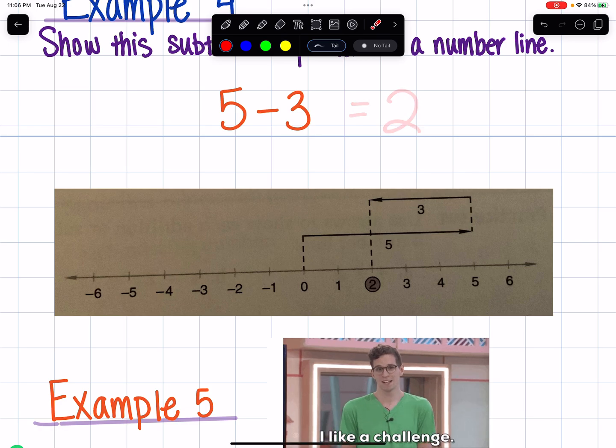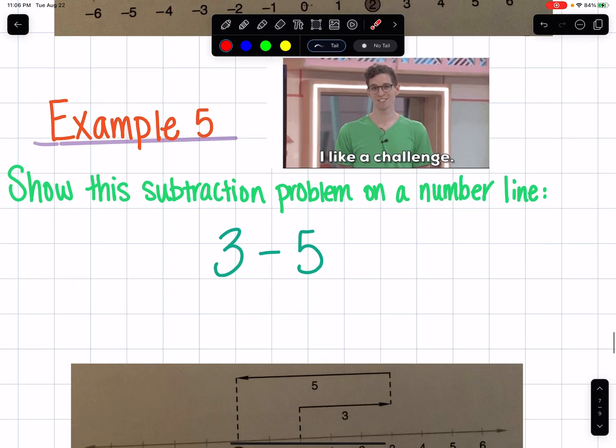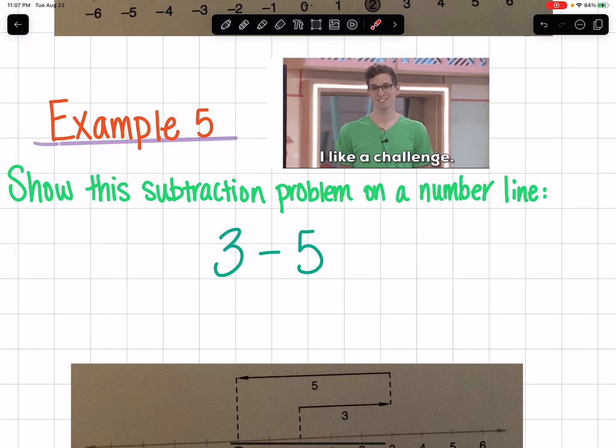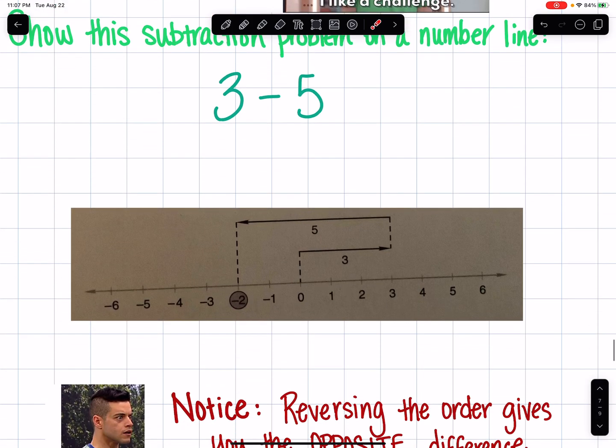I know you could have done that in your head, but that's how you would show it on a number line. Okay, I like a challenge. Let's step it up to the next level, right? So let's do example 5, and it wants us to show this subtraction problem on a number line. This one's a little trickier, 3 minus 5. No problem though, we just do the same thing.